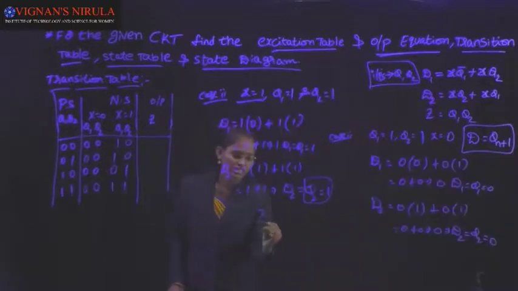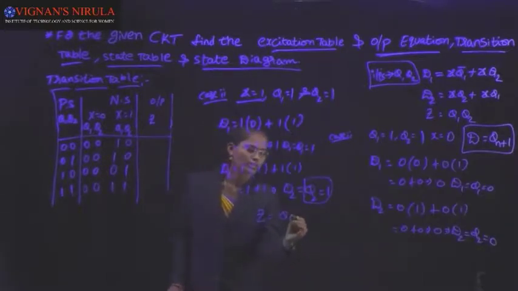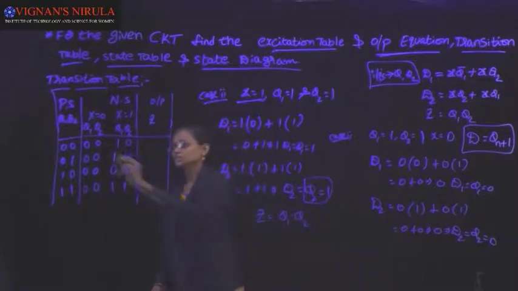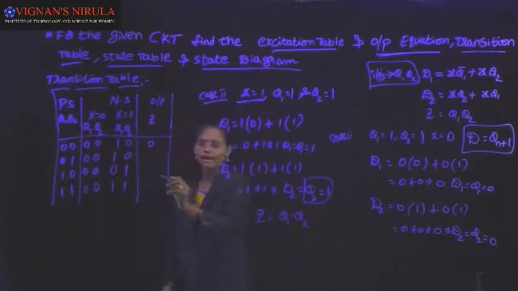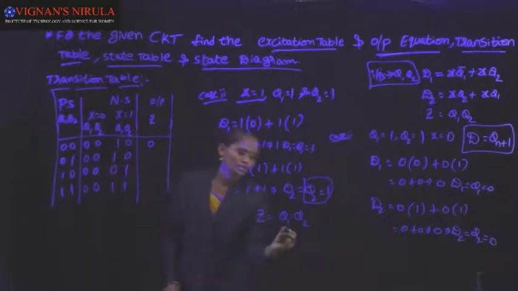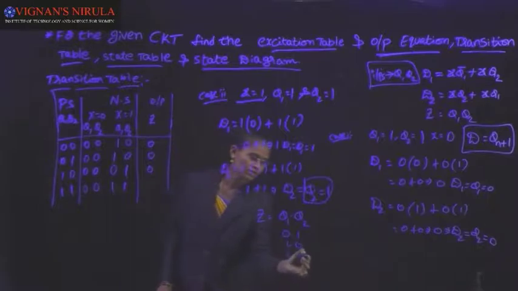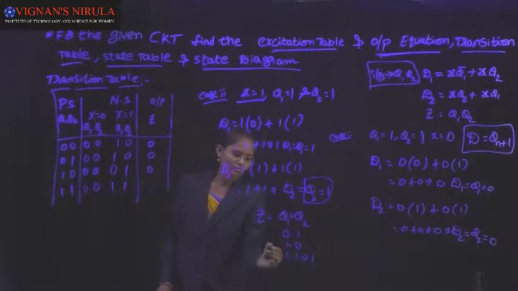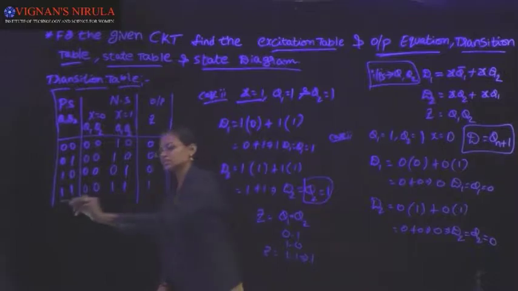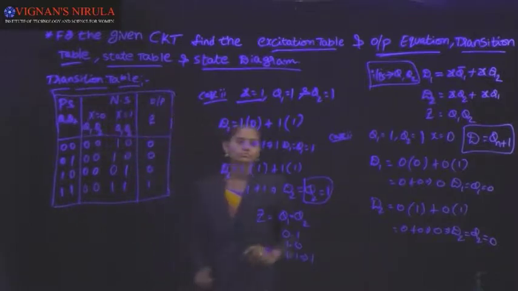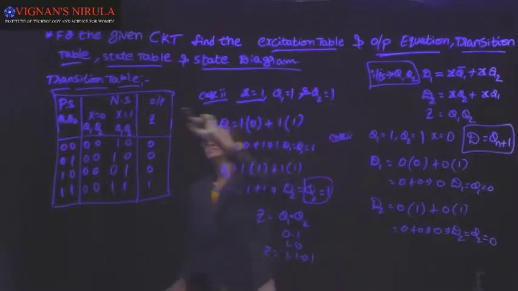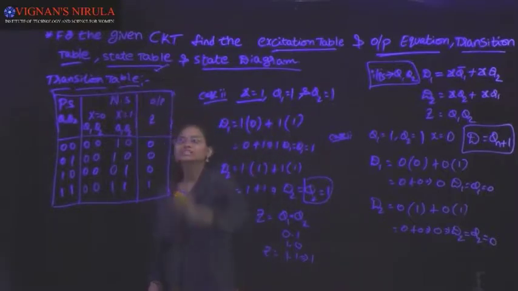This is the z output. Here q1 into q2: 0 0, 0 1, 1 0, and 1 1. This is the AND gate, so z equal to 1 only for 1 1. This is the transition table. The transition table is completed, and next draw the state table.